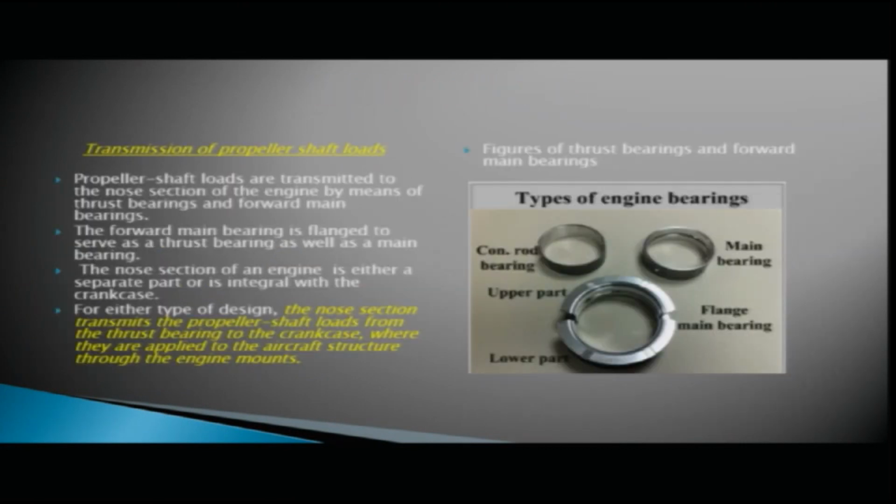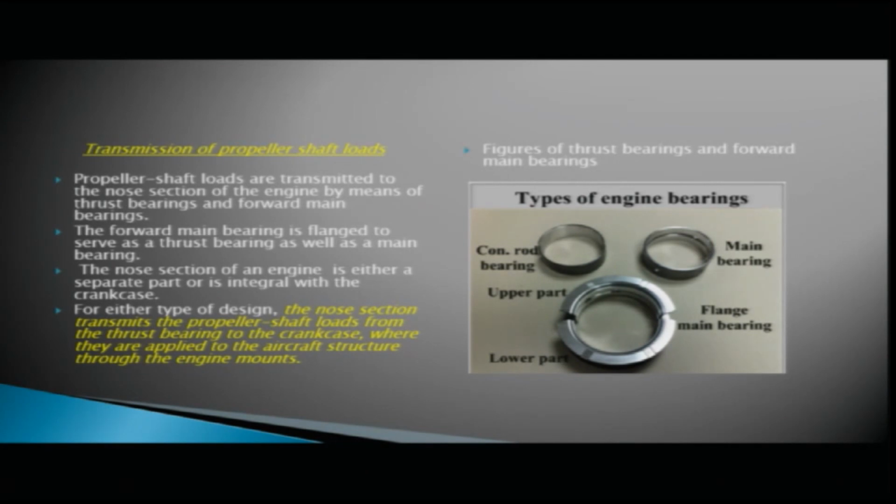Now how do you transfer the propeller shaft load? The propeller shaft loads are transmitted to the nose section of the engine. So all the loads which are on the propeller shaft are transmitted to the nose section of the engine by means of thrust bearings and forward main bearings.